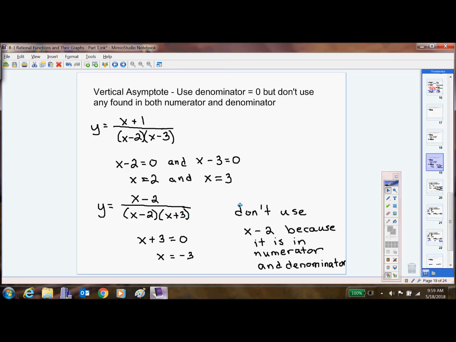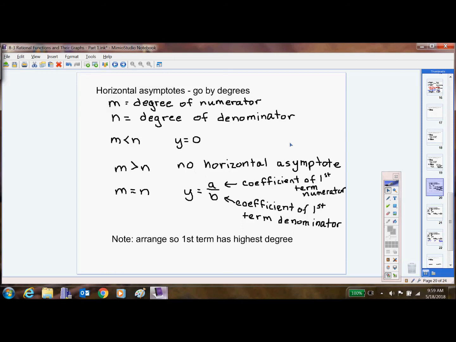Okay. All right. One last thing, it looks like it's more complicated than it has to be, so just hang with me. Horizontal asymptotes sound more complicated, but if you have the equation lined up so that you've got it in standard descending order, you can tell the horizontal asymptotes by these rules. So if the degree of the numerator is less than the degree of the denominator, the horizontal asymptote going this way would be y equals 0.